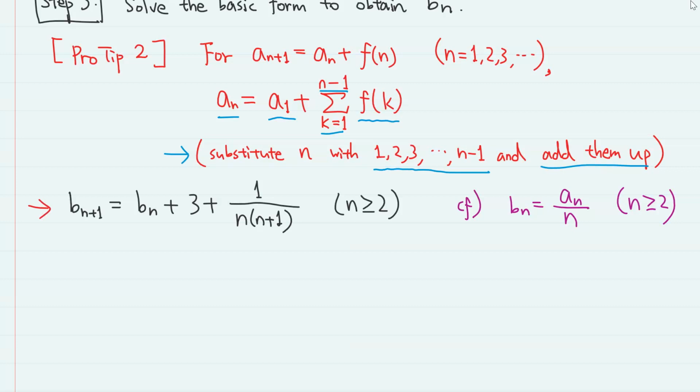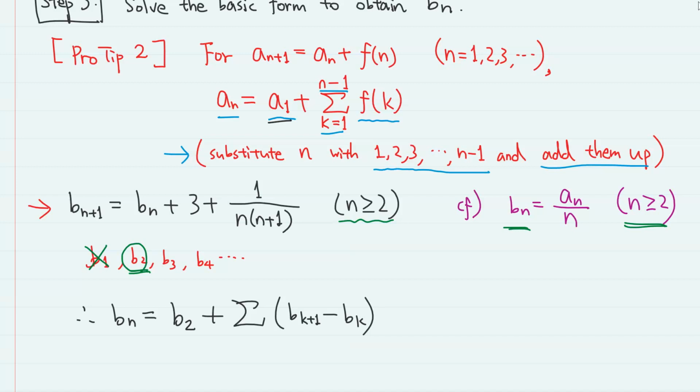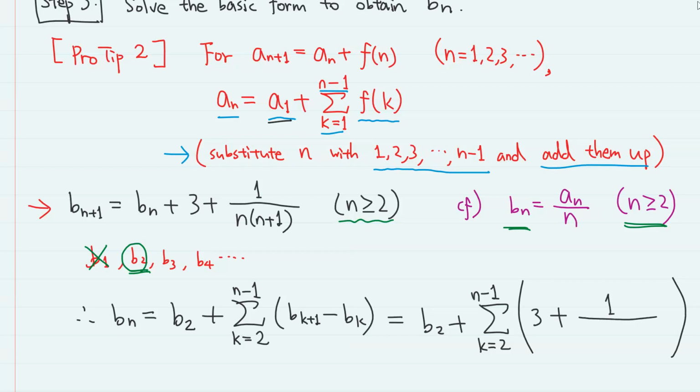But for our recurrence relation with bn's, we don't start from b1. We start from b2 because this n greater than or equal to 2 condition from previous steps is preserved. In fact, sequence bn is defined only for n greater than or equal to 2 in the first place. Therefore, instead of starting from b1, we start from b2 and then add up the differences from k equals 2 to k equals n minus 1, which is given as b2 plus sigma of 3 plus 1 over k(k+1).